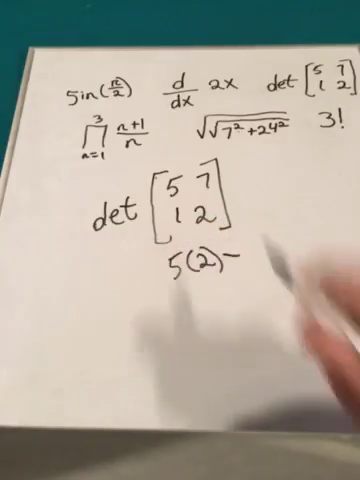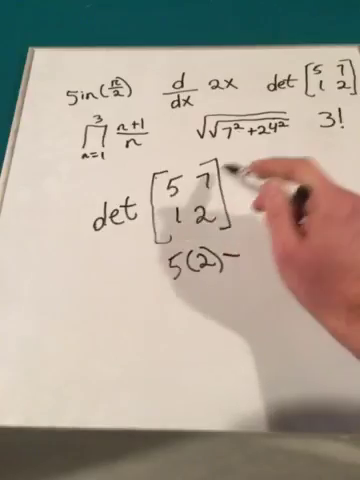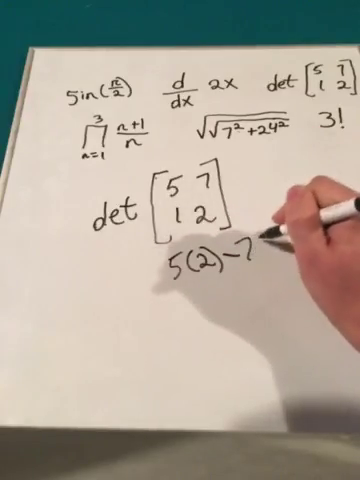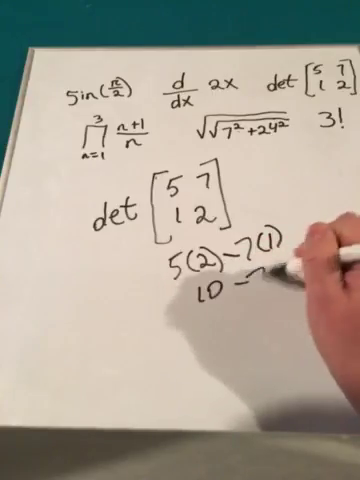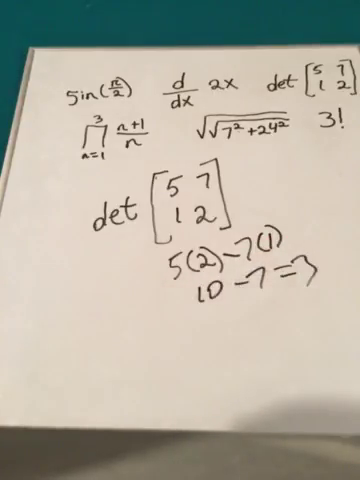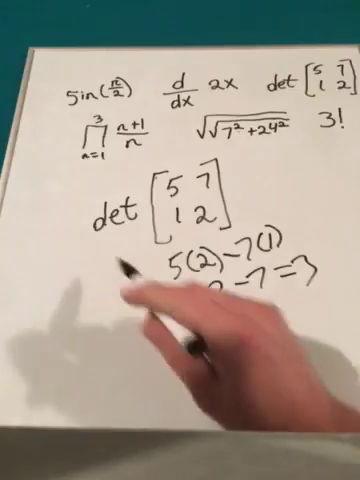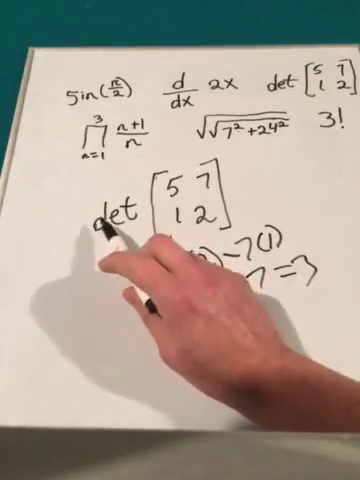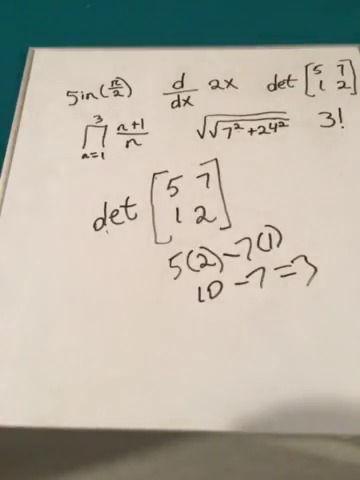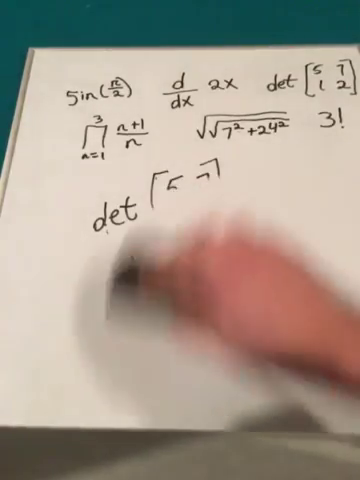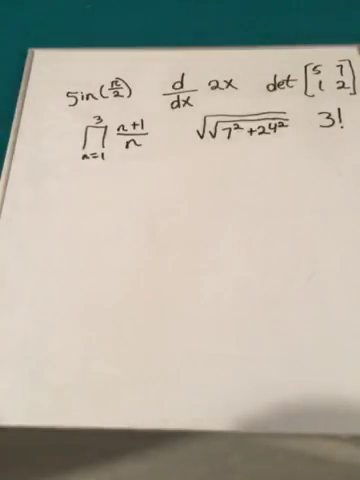and then subtract off the product of this diagonal, so subtract off 7 times 1. So we have 10 minus 7, 3. So another way to write 3 would just be the determinant of this matrix, 5, 7, 1, 2. All right, let's move on to number 4.